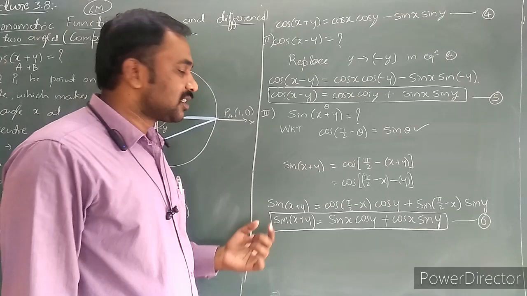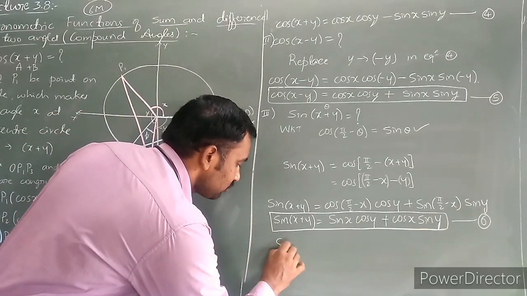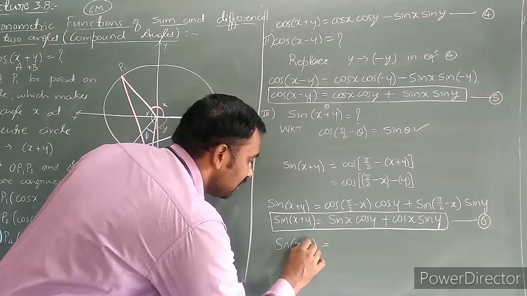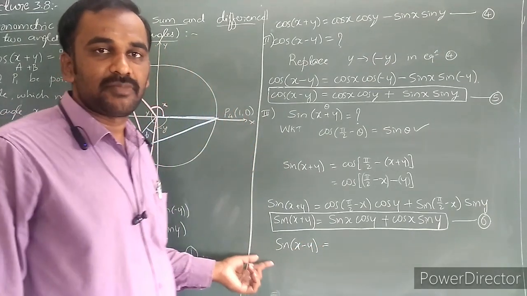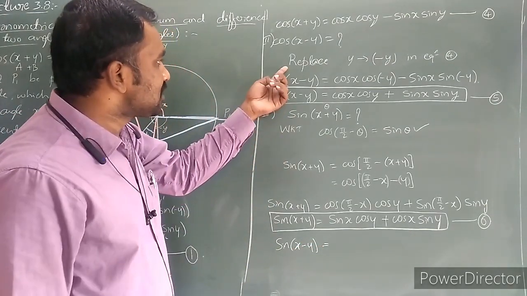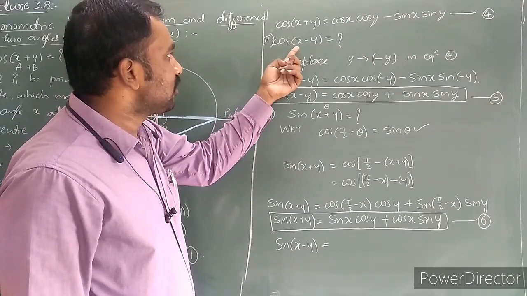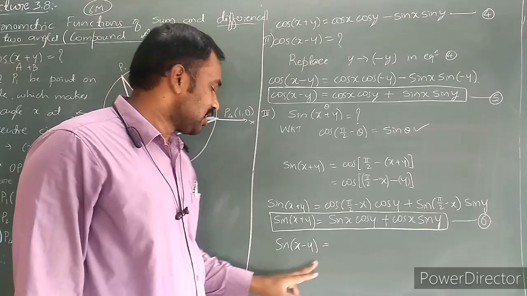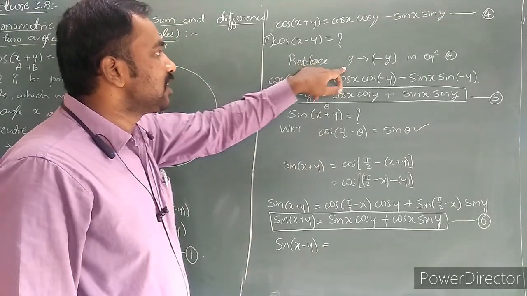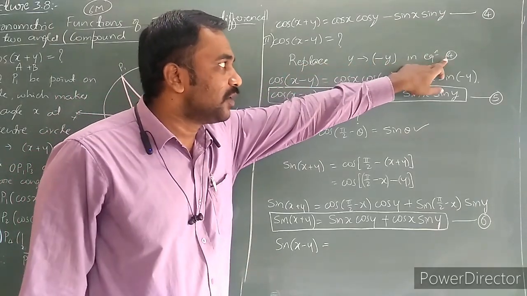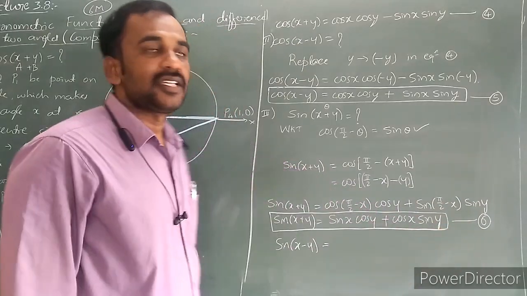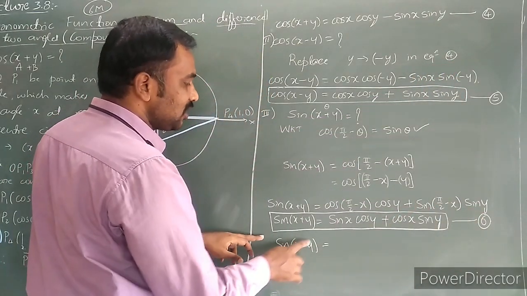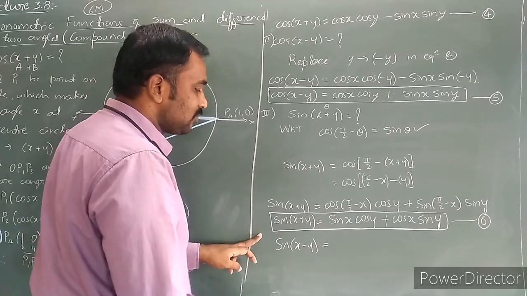Similarly, would you like to get the sine of x minus y? Can you guess the answer? Sine of x minus y? Same as it is. How did you just get the cos of x minus y? In the same manner, we have to get the sine of x minus y. Replace y with minus y in equation number 6. Wherever y is there, replace it with minus y.